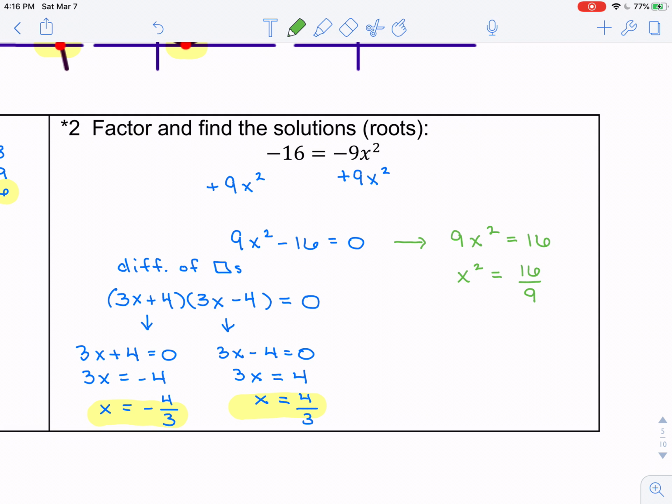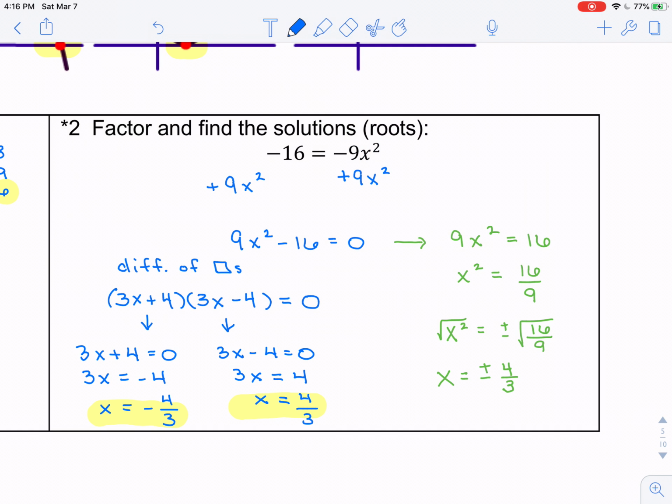The next step is I would square root both sides. When I square root on that right side, I'm introducing a plus minus. The left side, the square root and the square cancel, and I have x equals plus or minus 4 over 3, because the square root of 16 is 4, the square root of 9 is 3. That is the same solution as what we got when we first factored there in the blue. So either method is appropriate. You just find which one works best for you.